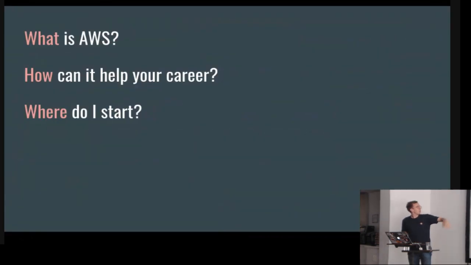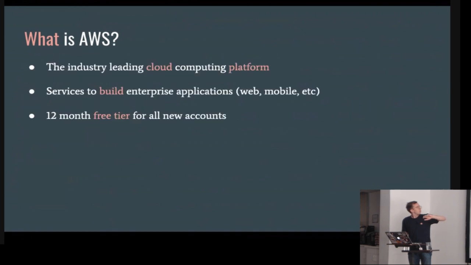How can it help your career, and where do I start? AWS, cloud computing, they also have services to build enterprise applications, so web, mobile, as well as little things like that. I think they call it Space Link or something like that, which basically allows you to hook into the satellites. But other than that, there are very generic services like databases and hosting and all these things that are more typical in web and mobile applications.